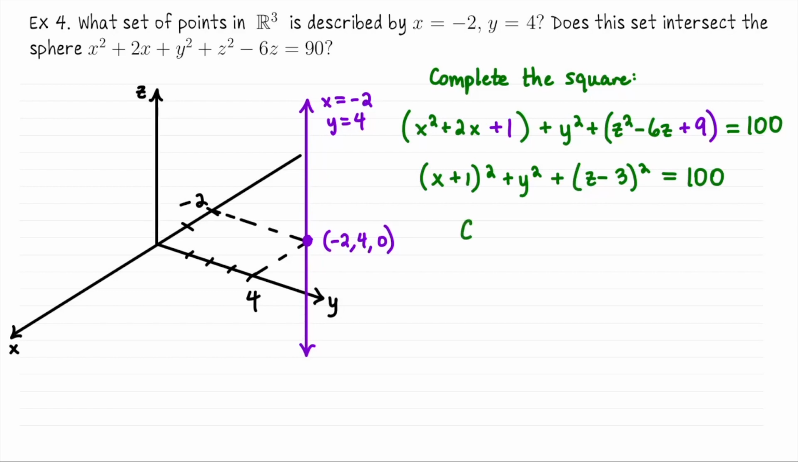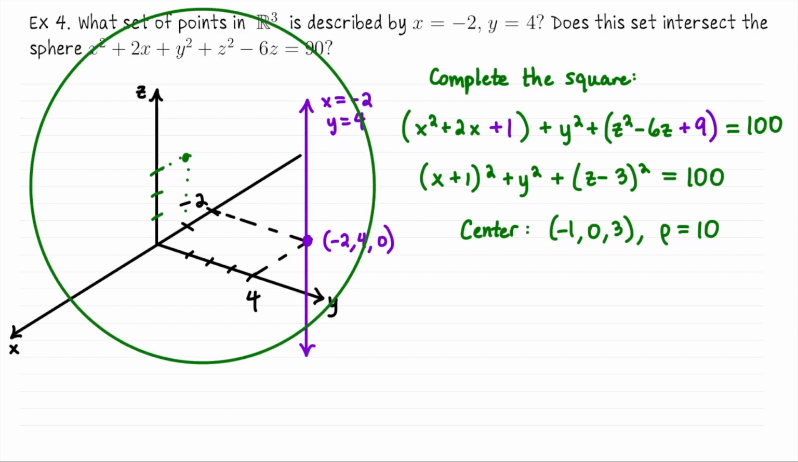So just for practice, we can identify that the center of the sphere is (-1, 0, 3). And the radius, which again we often denote by the Greek letter rho when we're working with spheres in R3, the radius is 10. Okay, so there's the center of the sphere. It happens in the xz plane. And then the radius is 10, so it definitely seems like the sphere is going to intersect our line.